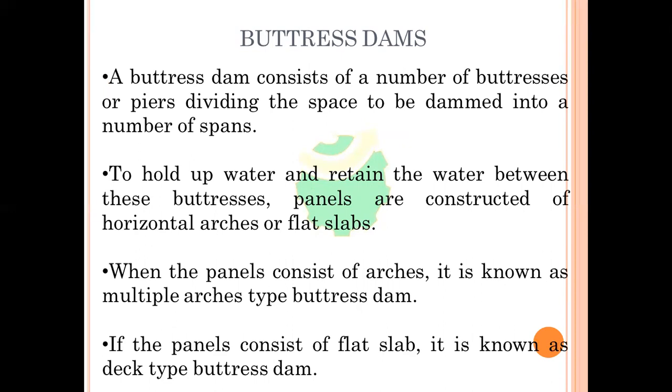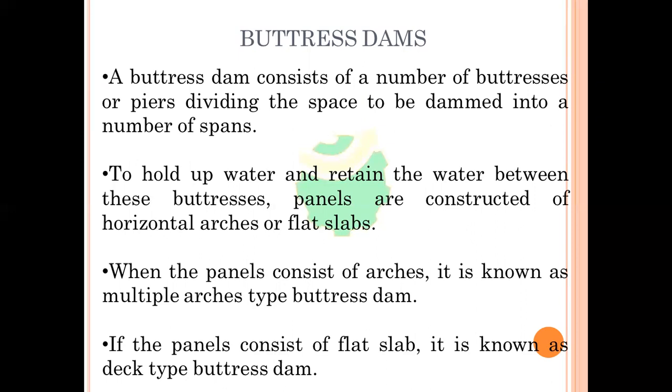A buttress dam consists of a number of buttresses or piers dividing the space to be dammed into a number of spans. That means the dam wall is divided into spans. In arc dam and gravity dam, the wall is a single span. But in buttress dam, the wall is divided into different spans.